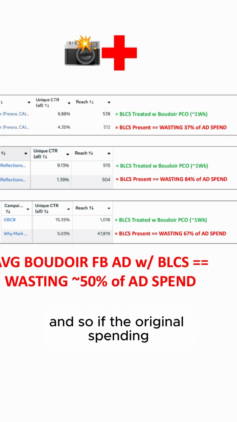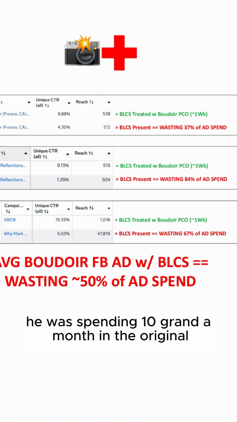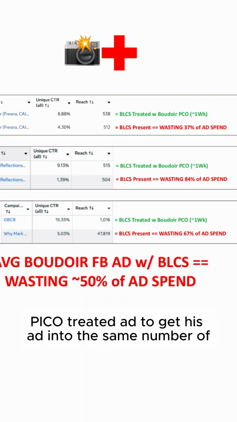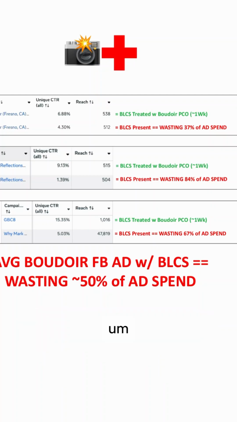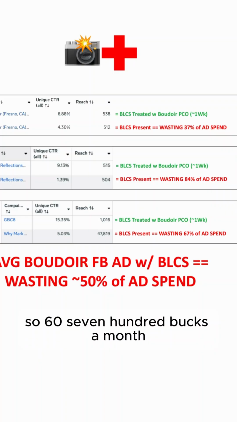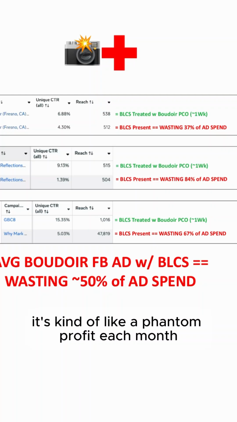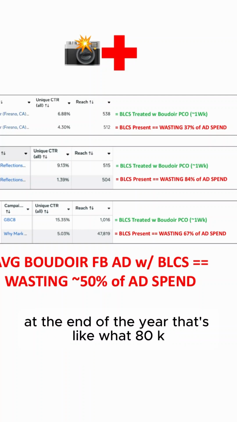And so if the original was 10 grand a month, now he only has to spend 3,300 bucks a month on the Boudoir Pico treated ad to get his ad into the same number of women's brains as the original. So 6,700 bucks a month he no longer has to spend. He can pocket it and be way more efficient. It's kind of like a phantom profit each month. At the end of the year, that's like what, 80K?